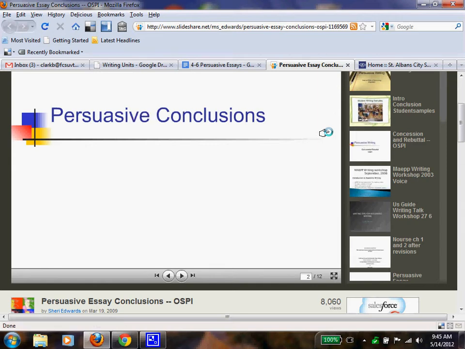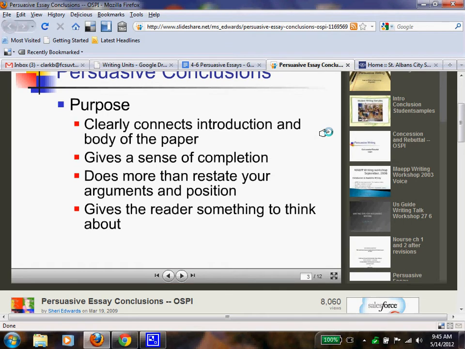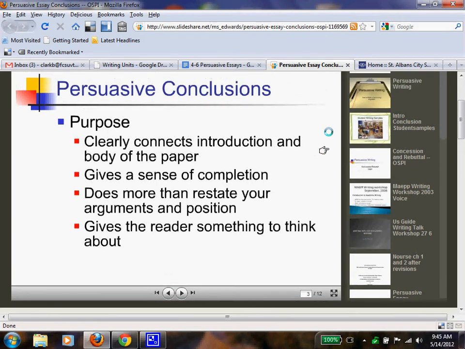All right, persuasive conclusions. What's the purpose? Why are we doing it? Clearly connect the introduction and the body of the paper. It gives a sense of completion, does more than restate your argument and position, and it gives the reader something to think about. Okay, it is the final send-off. It's the final thought that is put into their heads.